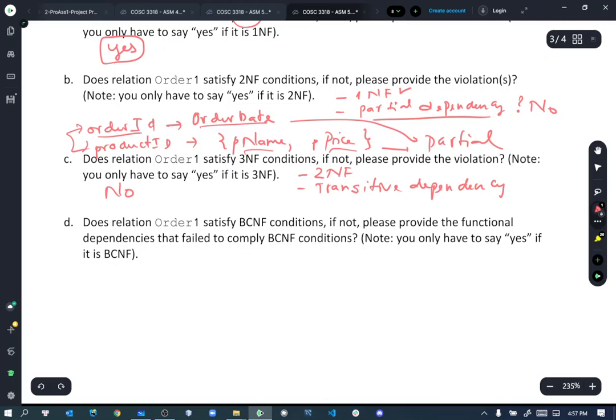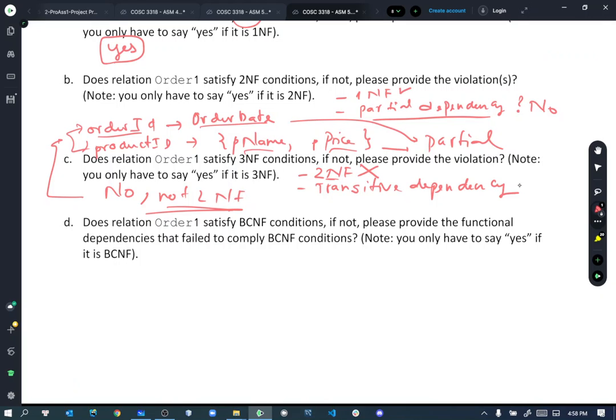Non-transitive dependencies. But it already violates the first one. You just say no because it is not in second normal form. That is the evidence, because you're not in second normal form up here. If you fail that condition, you don't have to check the second condition. So that is no. The next one is, does Order 1 satisfy the BCNF conditions? Say yes or no. This one is a no.